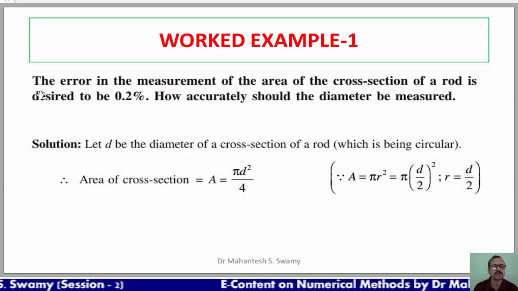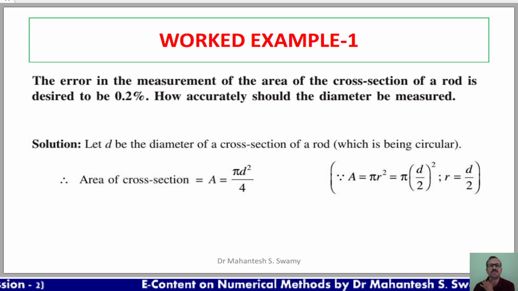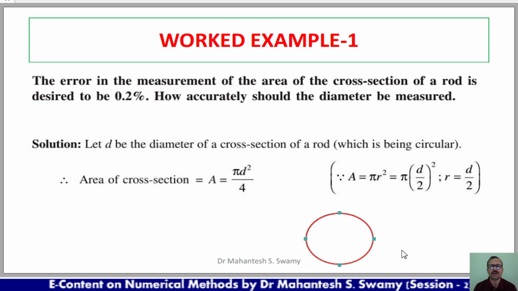Please observe what the question is. The error in the measurement of the area of a cross section of a rod. We can assume that the rod is a circular rod. Usually rods will be circular in nature unless otherwise specified. If the rod is circular, cylindrical, then its cross section will be a circle. If you cut the rod, it will have a cross section like a circle.